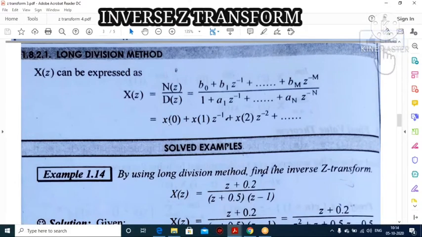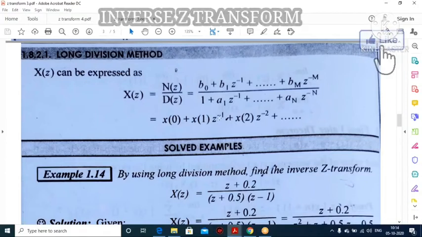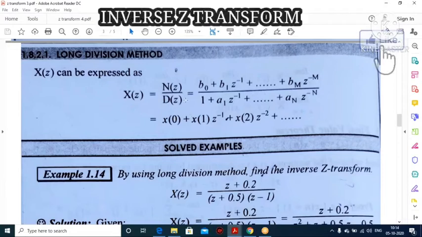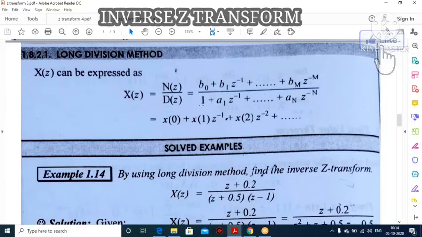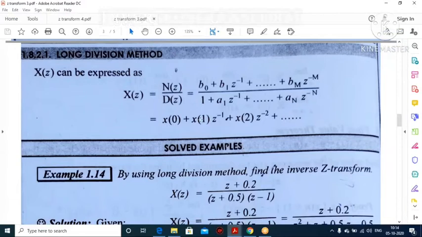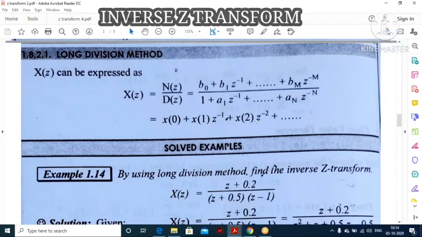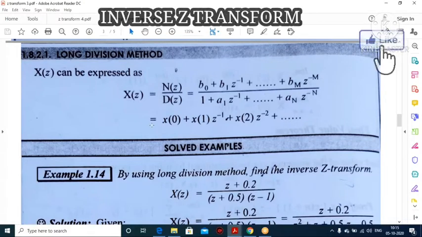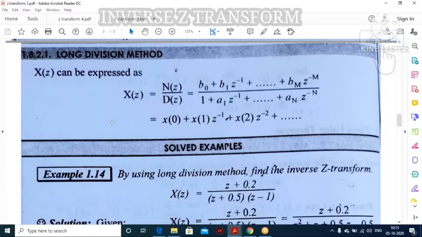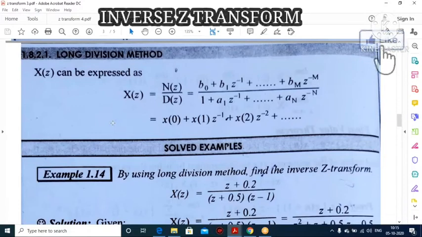Your answer becomes like this. You get x of 0 plus x of 1 Z power minus 1, because here also it contains x of 0 into Z power 0, and anything power 0 has value 1, so I omit that. Here we have x of 0 plus x of 1 Z power minus 1 plus x of 2 Z power minus 2 plus x of 3 Z power minus 3 and so on. Our x of Z can be expressed in this format only.